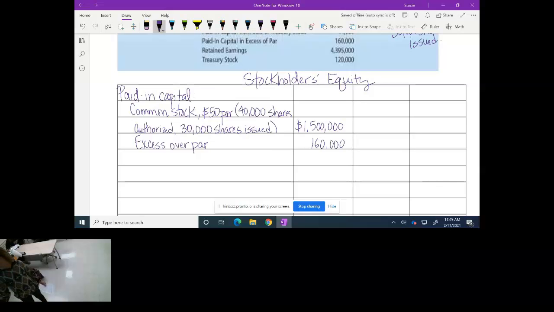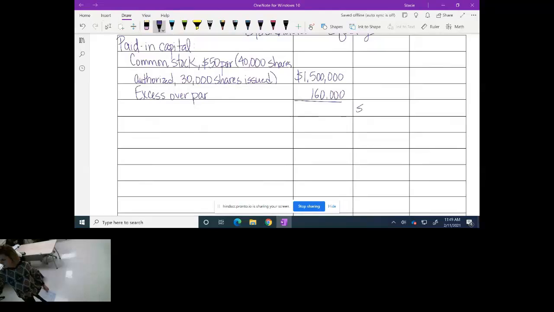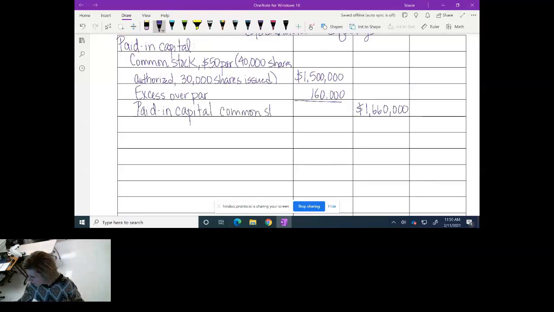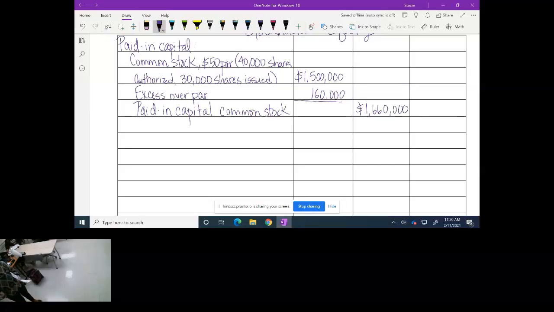All right, so we'll total these two. Get 1,660,000. And that total we are going to call paid-in capital, common stock. So if nothing else, you can see that paid-in capital consists of common stock and the excess over par. So it's not just the paid-in capital account, it's also the common stock or the preferred stock too. They just don't have any.